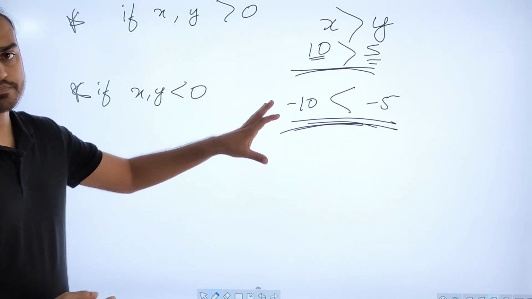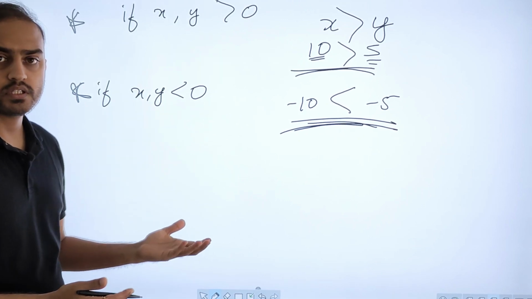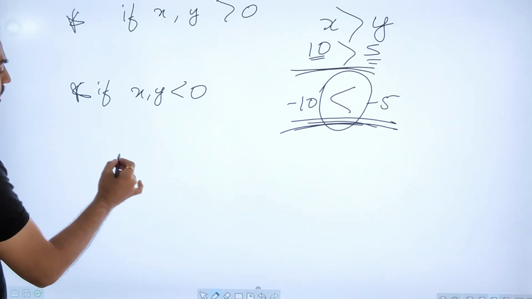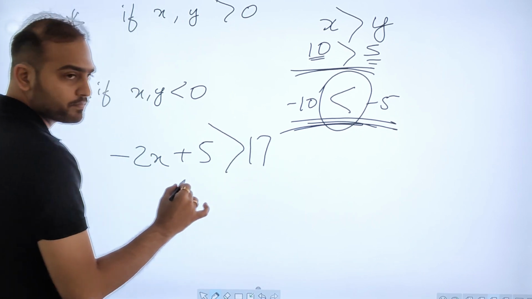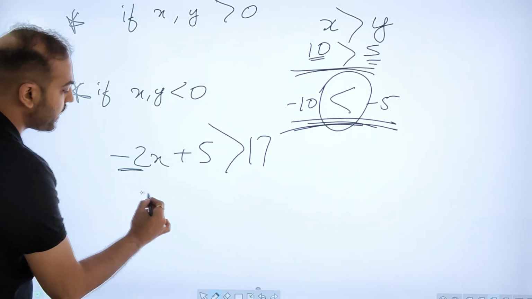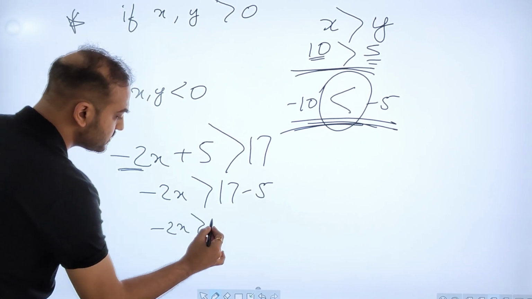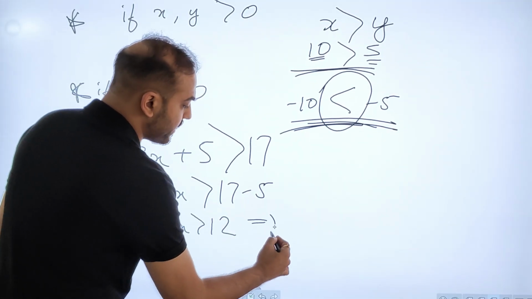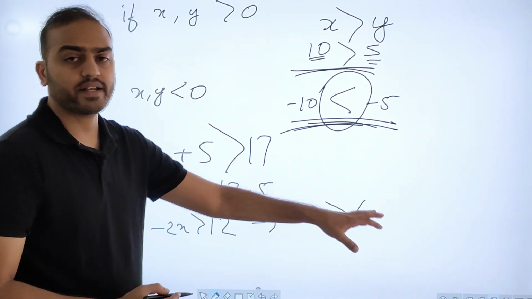So the relationship of positive versus negative is reversed. That is why, whenever we have negative numbers, we have to change the relationship. What do I mean by this? Say the same question, but we have minus 2x plus 5 greater than 17. Minus 2x greater than 17 minus 5, minus 2x greater than 12. Now we send the 2 there, so I have minus x greater than 6.